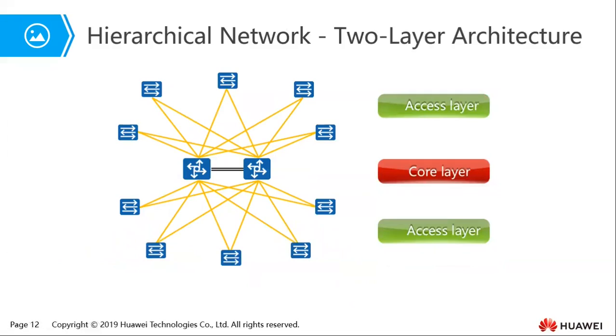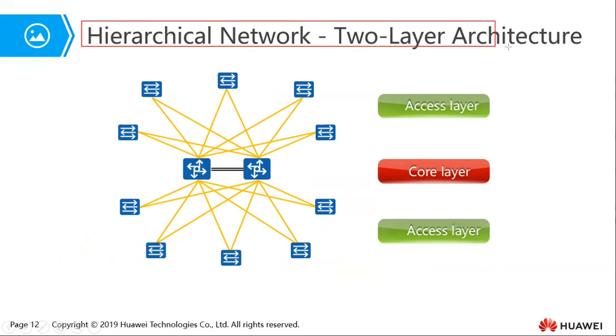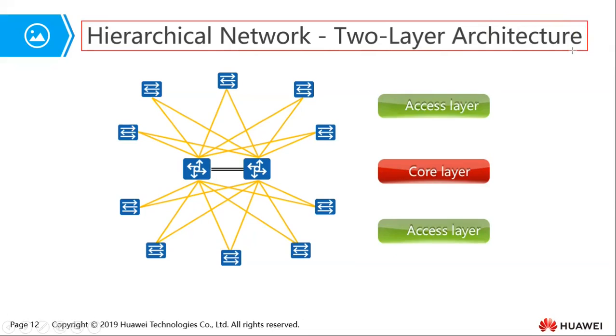Okay, then the other one that is becoming more common nowadays is called the 2-layer architecture, also known as the flat layer or flattened 2-layer network architecture. In this particular architecture, we simply have the core layer and the access layer. So we don't have the aggregation layer. The core layer routers are actually connected to layer 2 switches at the access layer.